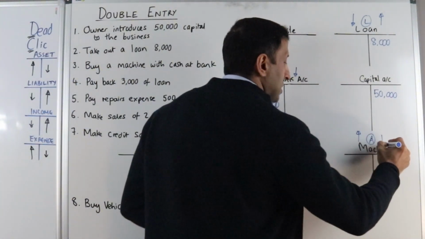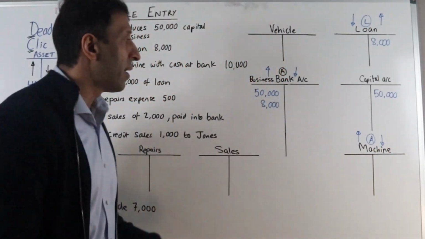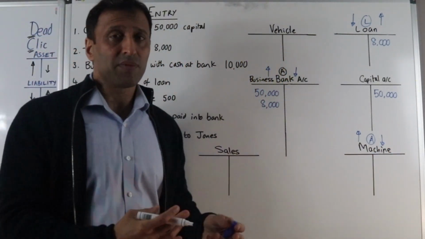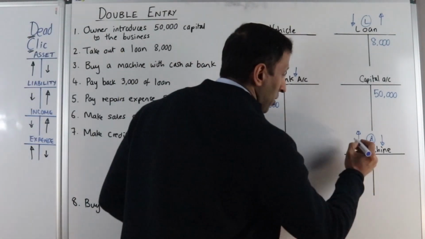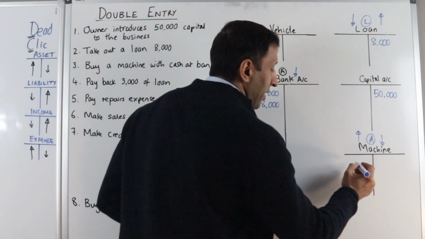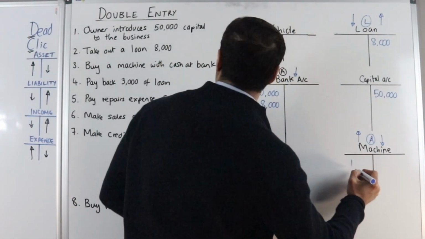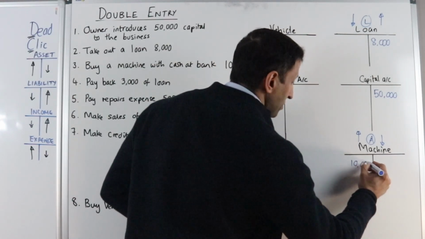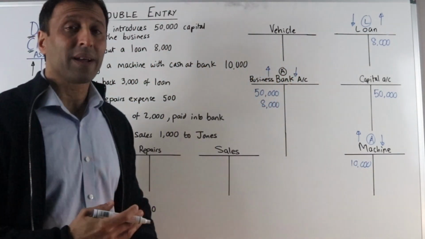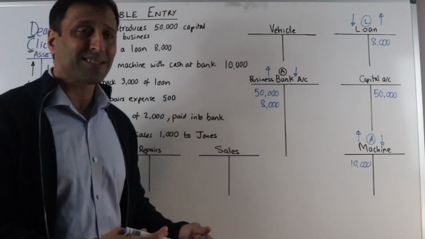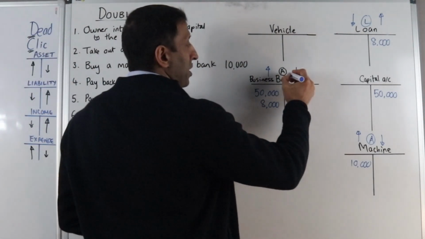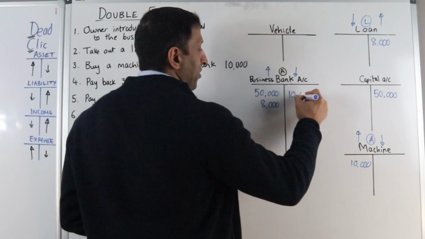Assets work like this, so they increase on the left, decrease on the right. Now, the value of machines is increasing since we're buying a machine, so the business owns more machines. So we're going to put a number on the debit side or the increase side for machines, and that was for 10,000. And we've paid for it out of the bank. What else is going to happen then? We're going to lose money from the bank. The bank asset's going to decrease.